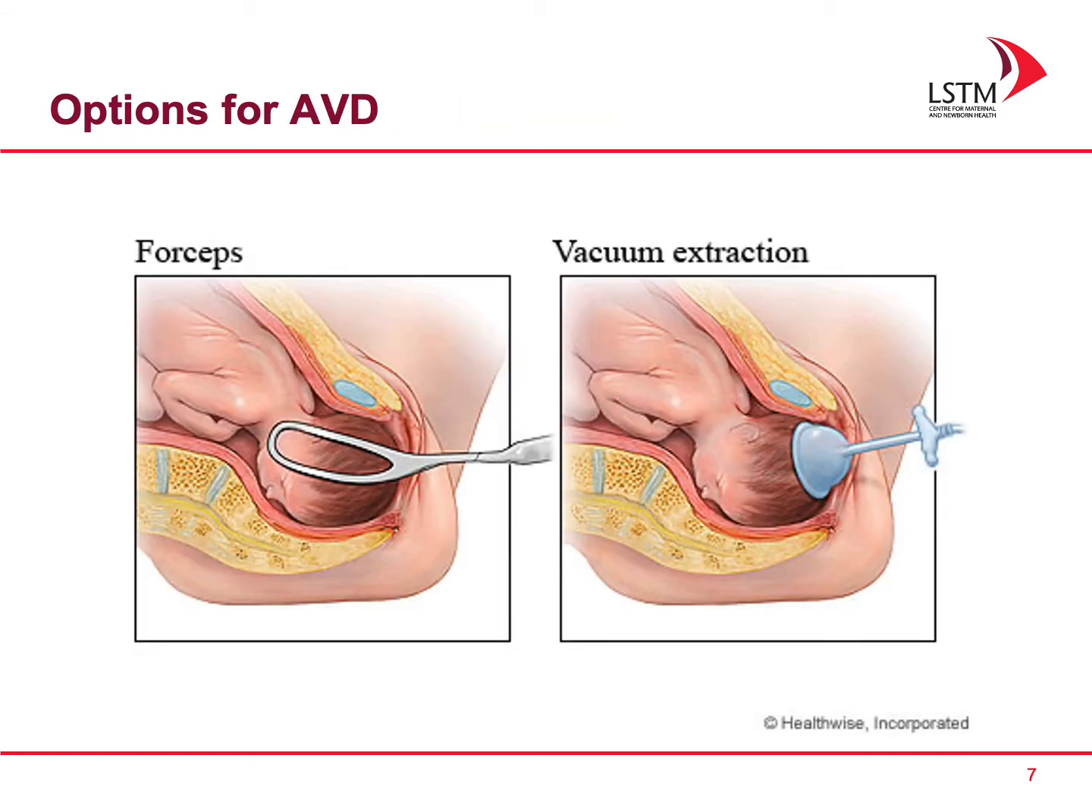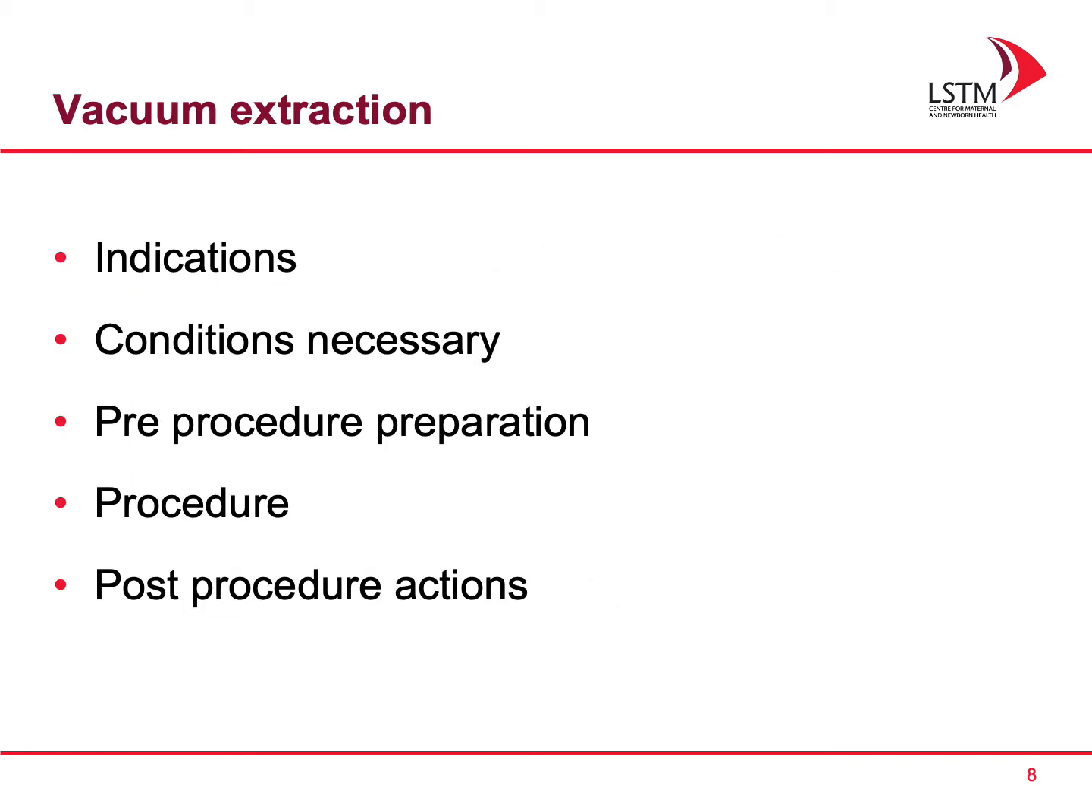So what are the options for AVD? You have your forceps on the left, and then on the right you have your vacuum extraction, which we are going to go into details and see how it's actually done. So let's look at vacuum extraction. What do you want to see? Well, what do you want to know about vacuum extraction? We want to know the indications. We look at the conditions necessary, what we call the prerequisites. Before the procedure, how do you prepare? How is the actual procedure done? And after the procedure, what actions do you need to take?